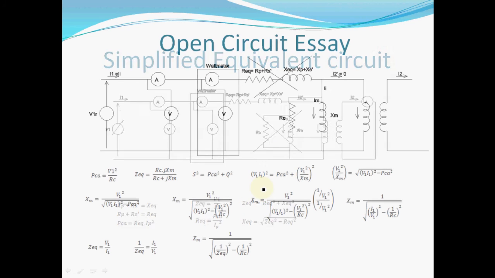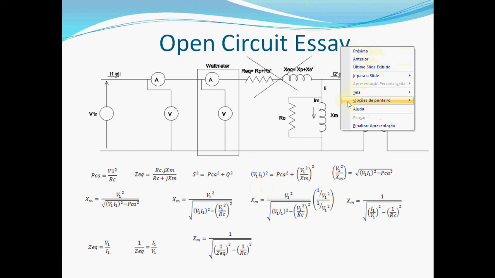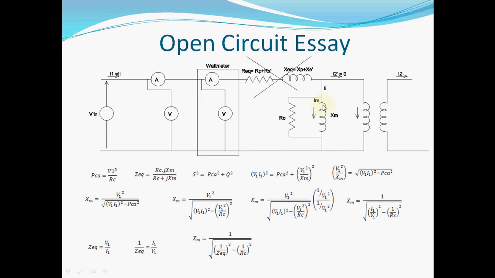In the open circuit essay, in this case, we must leave the secondary without any load. It's open, as we can see here. The voltage we can put here is the rated voltage of the transformer.